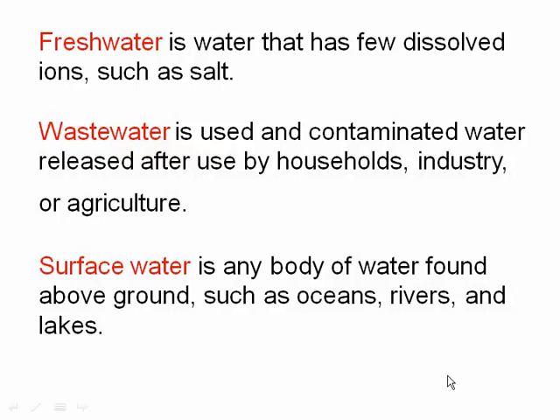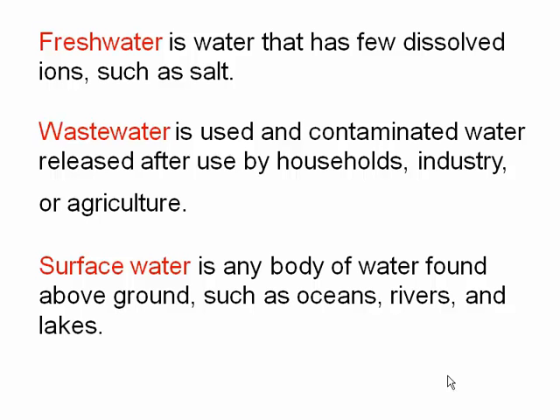To begin, some terms we'll use and distinguish these from one another. Fresh water is that water that we consume. It has few dissolved ions, such as various salts and minerals. Conversely, wastewater is that which has been used and is contaminated by water released after use by households, industry, or agriculture. It can contain a wide variety of different contaminants, organic, inorganic, or sediment and physical materials.